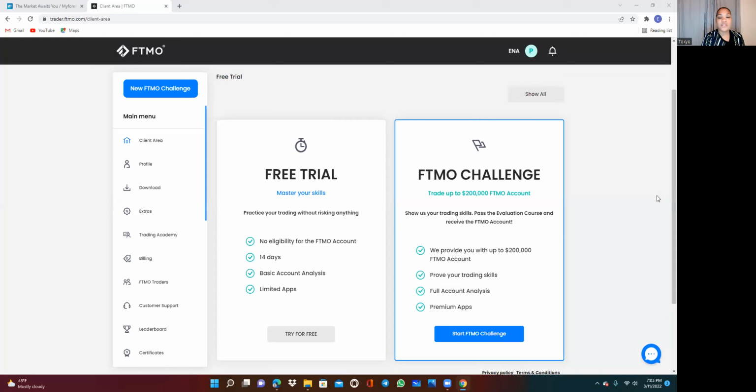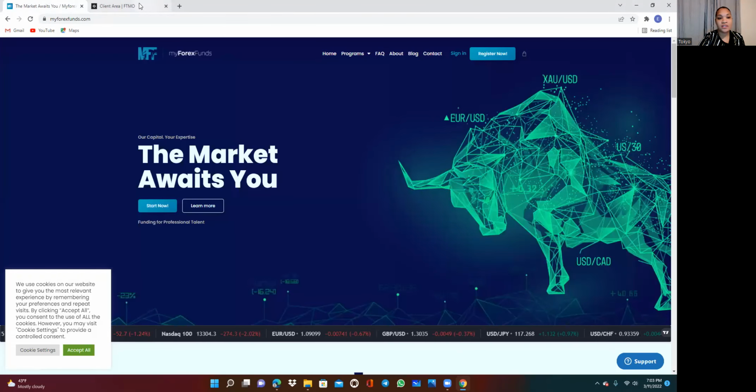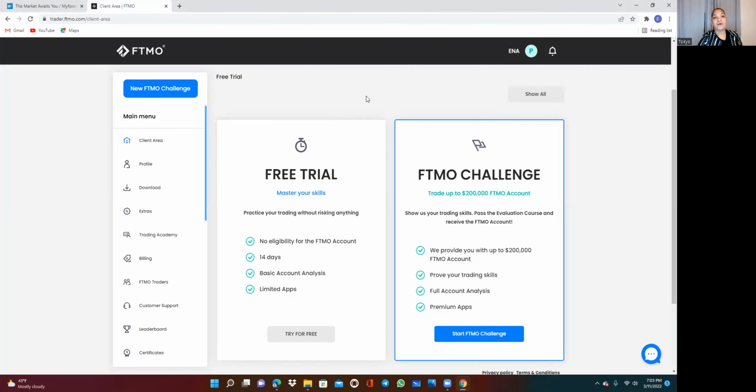So these are called funded accounts, and there are two popular funded accounts. One is FTMO and one is My Forex Funds. I personally prefer FTMO. I have worked with both, and I feel like FTMO is more user friendly.